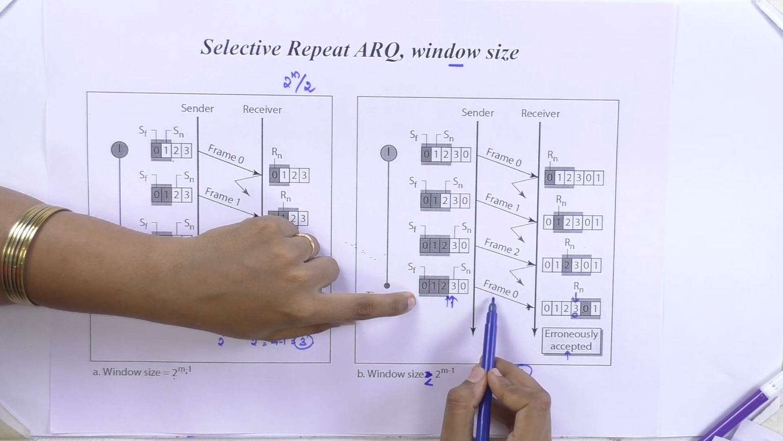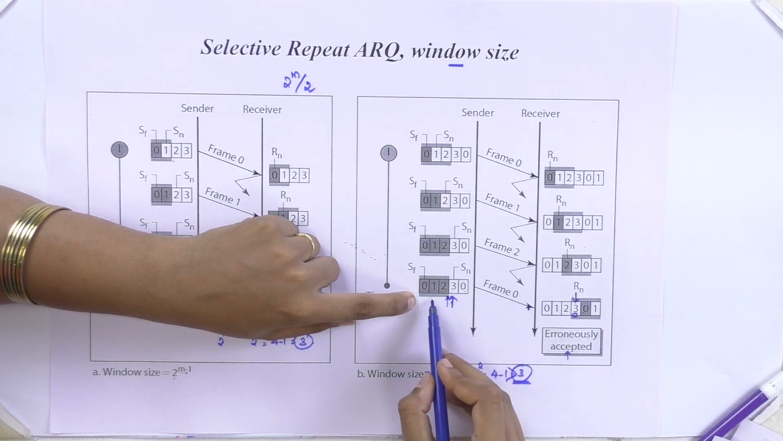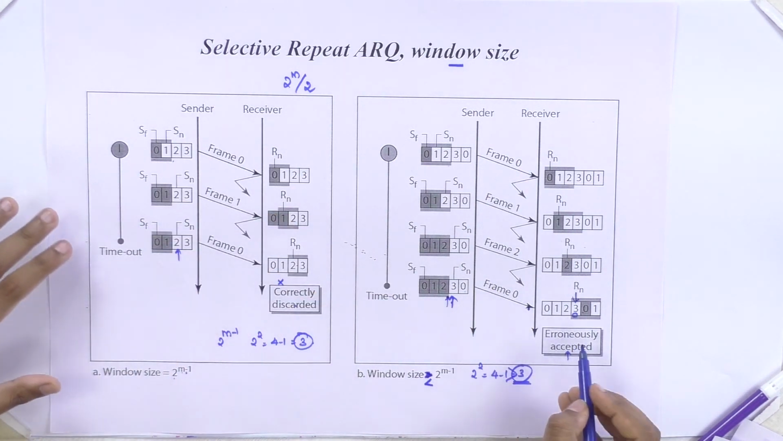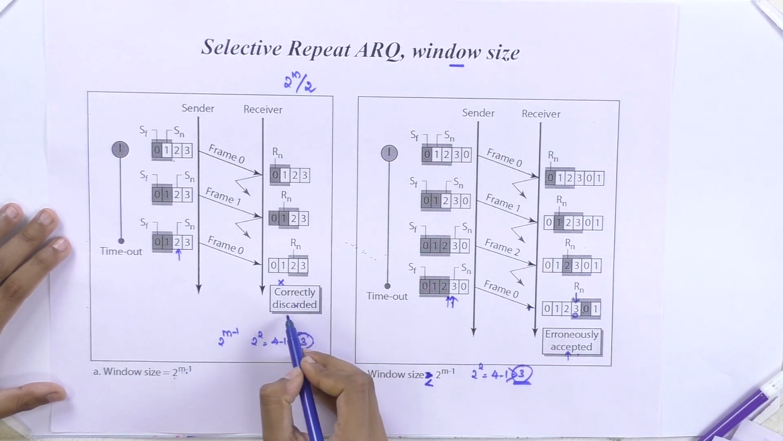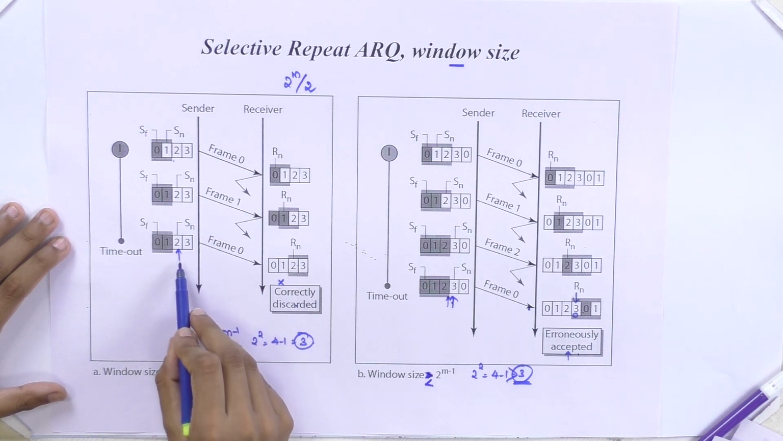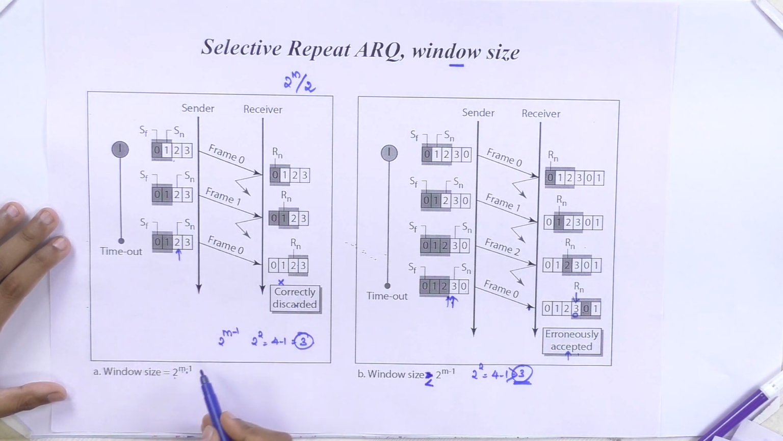So frame 0 tells that it is the start of the next cycle. So instead of accepting the errored frame, we can correctly discard the frame that has been received. So the proper thing is that the window size should always be 2 power m minus 1.